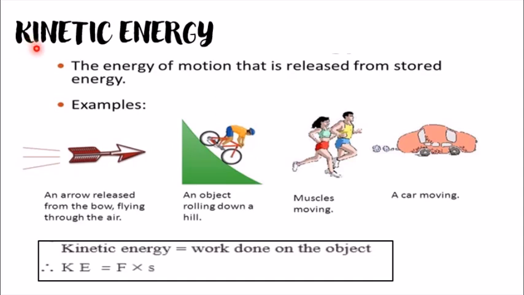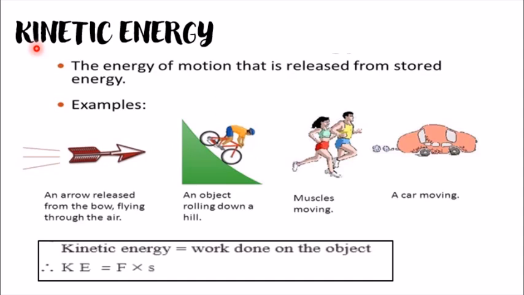Now kinetic energy is the energy which we get from a moving object. That is the energy which an object has because of its motion. Whenever any particular object is in motion, it is having kinetic energy. And when it stops, it is having potential energy.